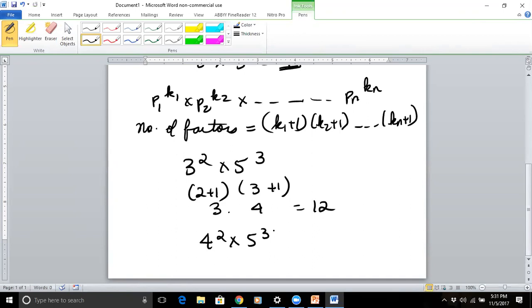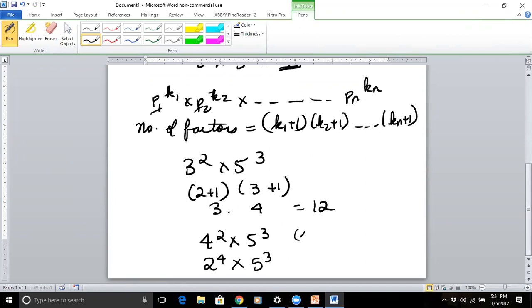$20? Perfect. The answer is not going to remain 12, okay? So that's a common error that people will make here. Remember when I spoke about p1 to the power of k1 and p2 to the power of k2, you have to make sure that the base is prime. So 4 square is going to be written as 2 to the power of 4 into 5 cube. And now you're going to apply the formula.